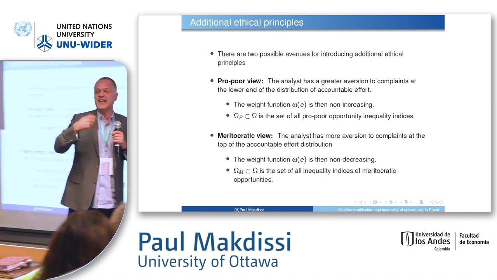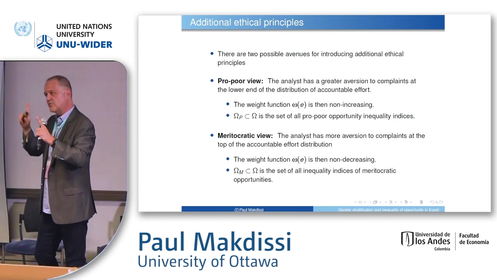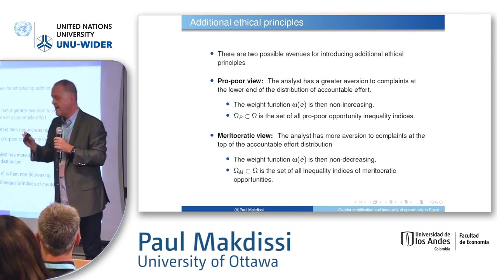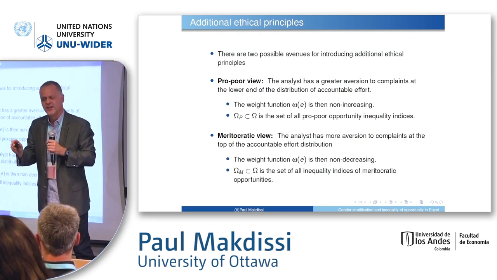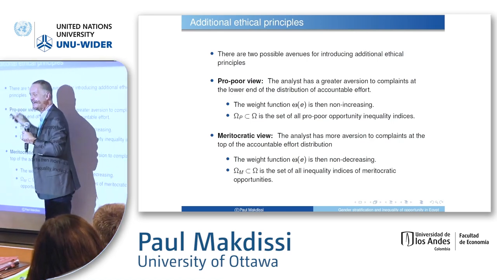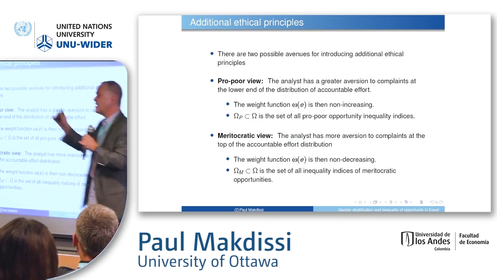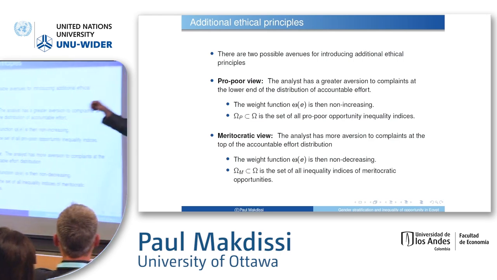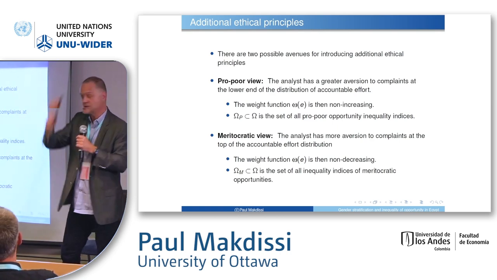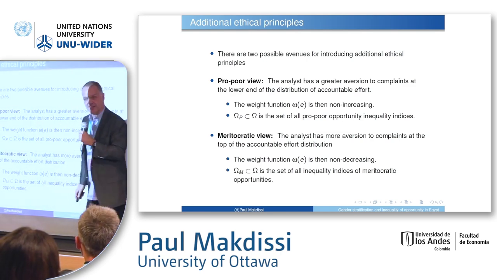We say, let's assume a little bit more structure on this weight function. We consider two possibilities. One possibility would be to put more weight on lower levels of effort. We call this pro-poor because we didn't find any good name here, but we're not talking about the actual poor, we're talking about people that put in a low level of effort for all possible combinations of initial circumstances. If you have a pro-poor view, this function will be decreasing.